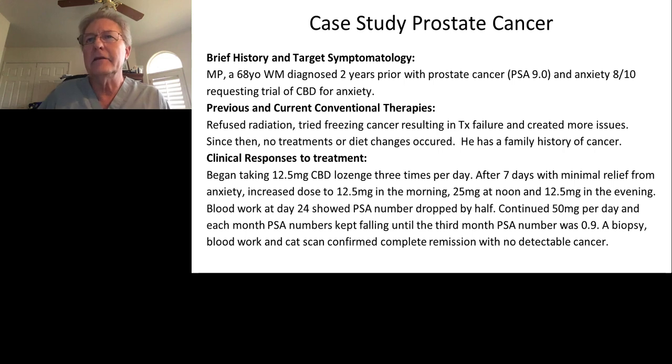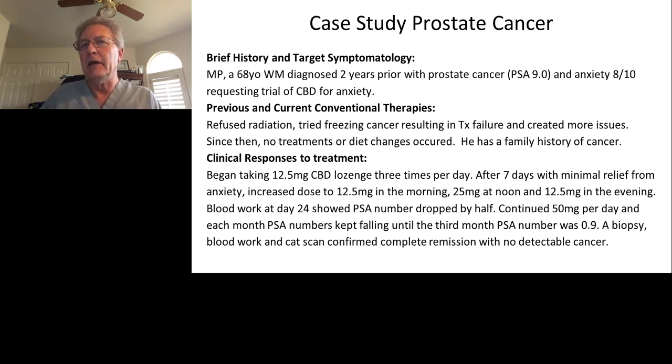And the last case study I wanted to show you is prostate cancer, and this no one would have ever expected. This is a 68-year-old white male diagnosed 2 years prior with prostate cancer. He had a PSA of 9.0 with an anxiety level of 8 out of 10, and he wanted to try CBD for his anxiety. In his previous treatment, he had refused radiation, tried freezing the cancer, which resulted in a treatment failure and other problems.